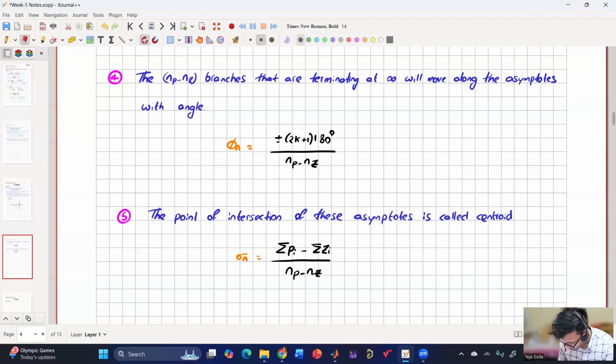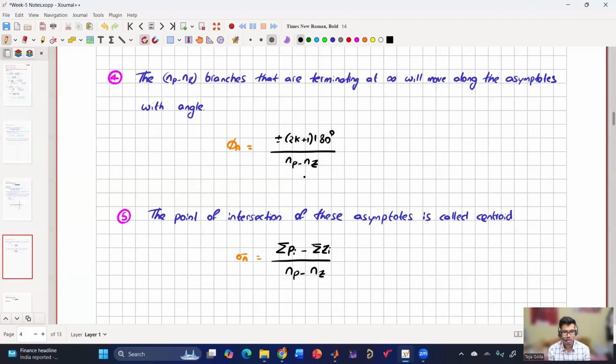In a given problem, first we have to check the three rules. First rule: number of branches is equal to number of poles. Second rule says that the root locus starts from the pole and ends at the zero, and NP minus NZ branches will terminate towards the infinite. And the third rule says that any point on the real axis lies on the root locus if the number of poles and zeros on the right hand side is an odd number.